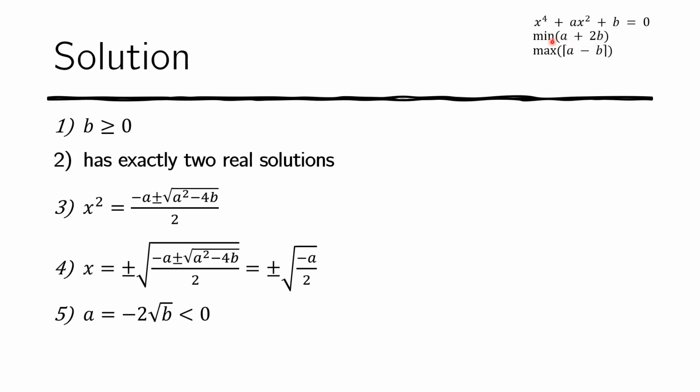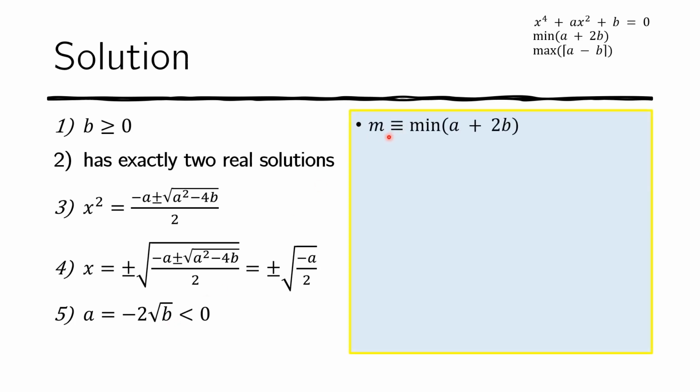So we're looking for the minimum. The first half is looking for the minimum of a plus 2b. And if we look at this fifth condition here, if we actually add 2b to both sides, it looks like we might be able to get something. So let's do that. For convenience, let us first define a variable m and let this be the minimum of a plus 2b. In other words, we're looking for m. And now, if we first look at a plus 2b, we can use 5 and we add 2b to both sides, we get this.